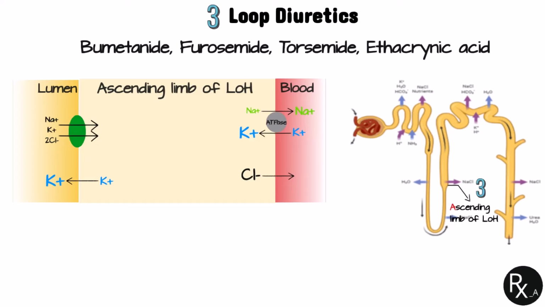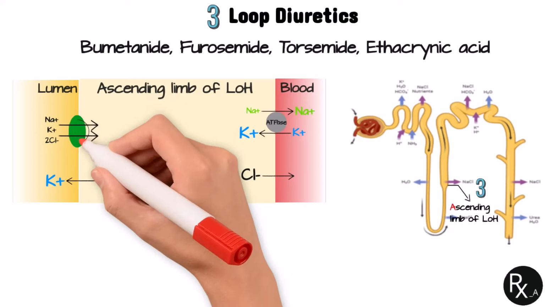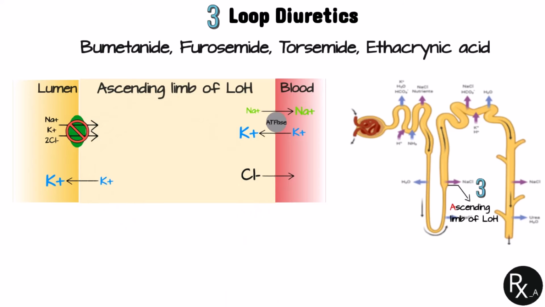This positivity in the lumen creates an electrical driving force for the pericellular reabsorption of cations, like calcium and magnesium, so when a loop diuretic blocks the sodium-potassium 2-chloride cotransporter, we lose not only water and sodium but also potassium, calcium, and magnesium. Now remember that the late distal tubule is where potassium loss primarily occurs because sodium-rich fluid improves sodium-potassium exchange.